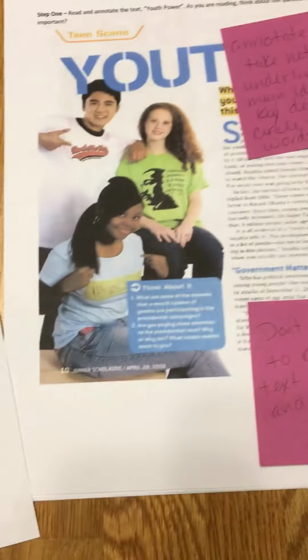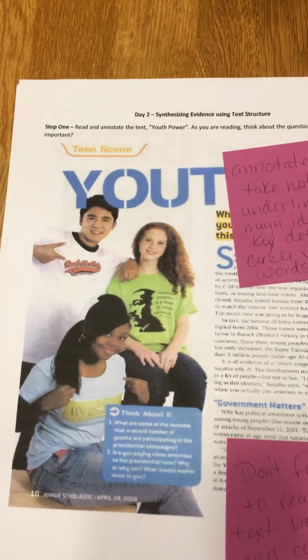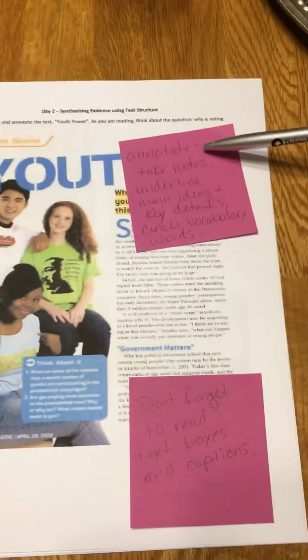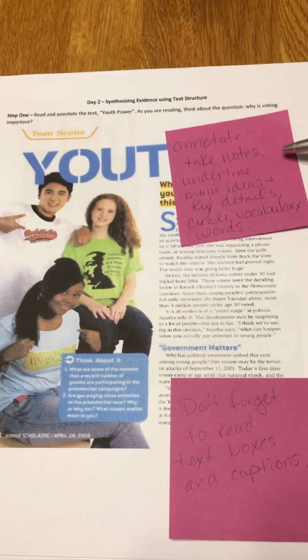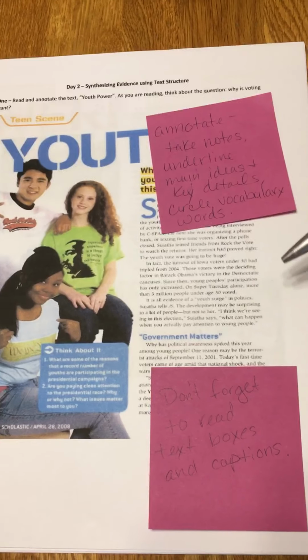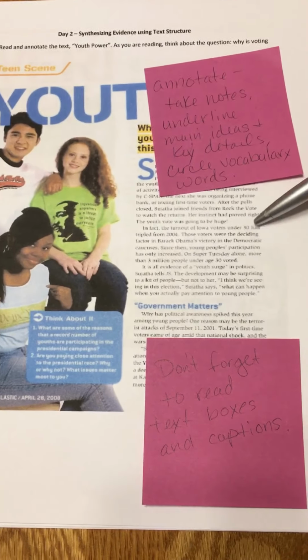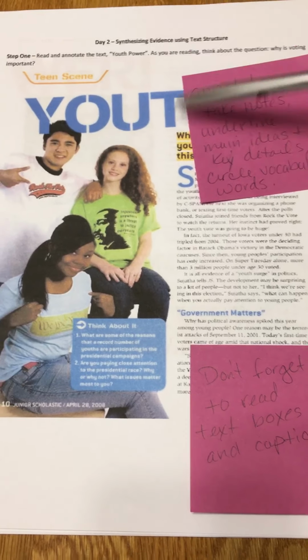Then on day 2, it wants you to read this article. It's called Youth Power, and it's about voting. It asks you to annotate the text. Remember that annotating is taking notes on the sides. You can underline main ideas and key details, things that you think are important. Circle vocabulary words if you do know them or you don't know them. And that's what you do when you annotate.